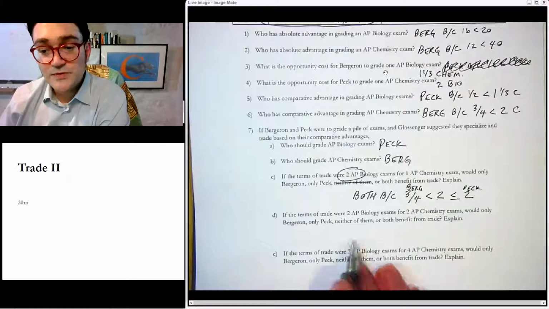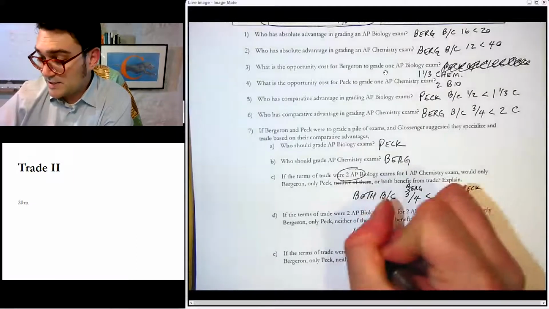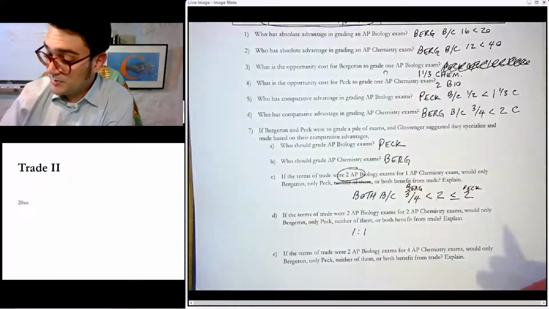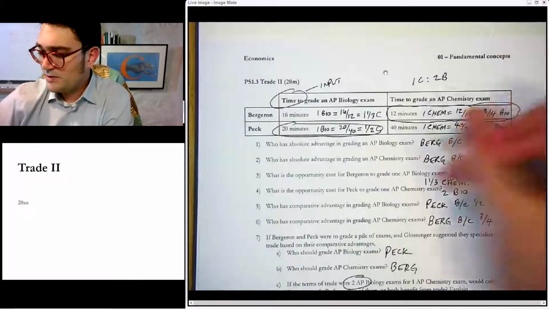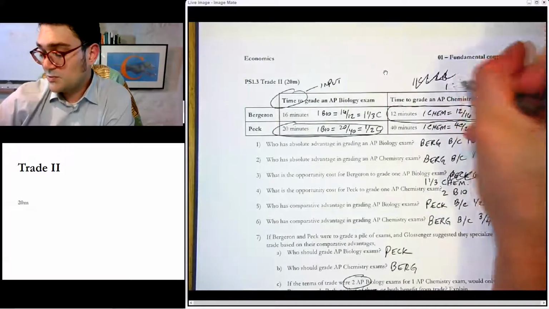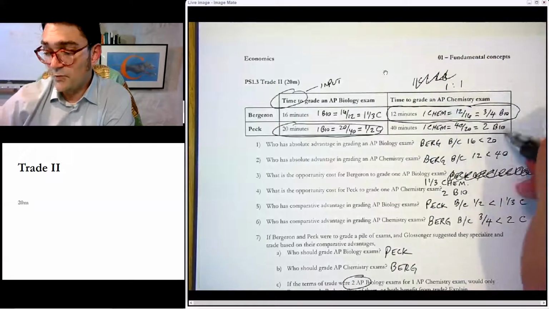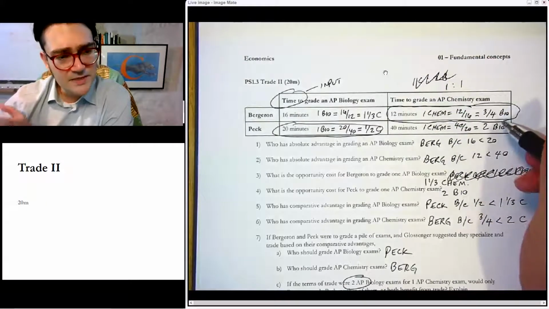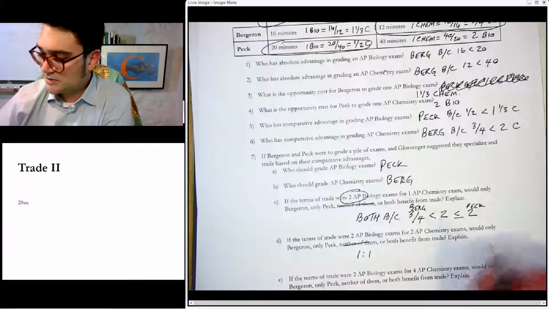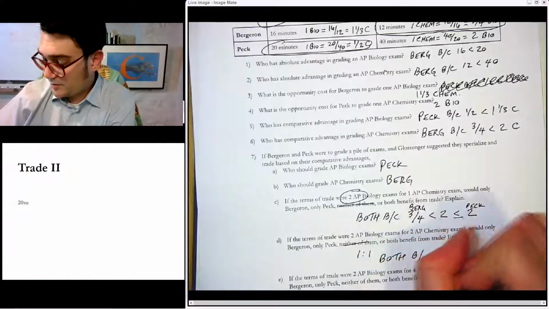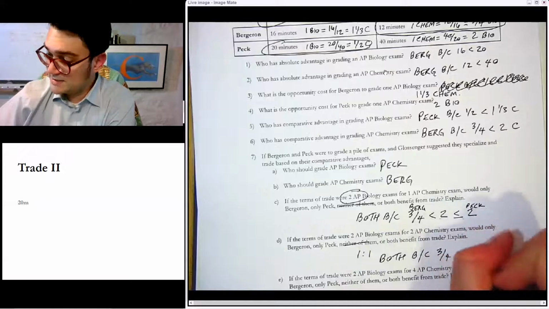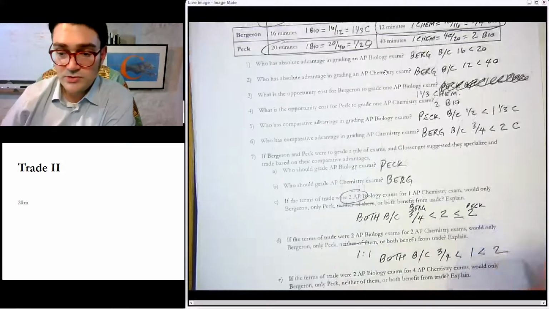If the terms were 2 for 2, right, that's the same thing as saying 1 to 1. Would it be only Bergeron, only Peck, neither or both? We're going to eliminate the neither. We'll come back up here and we'll say 1 to 1. All right? One chemistry for one bio. One bio is definitely between those two values, so it is good for both. Because, again, 3/4 is less than 1, which is less than 2.